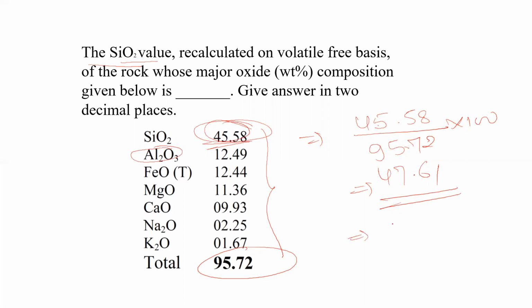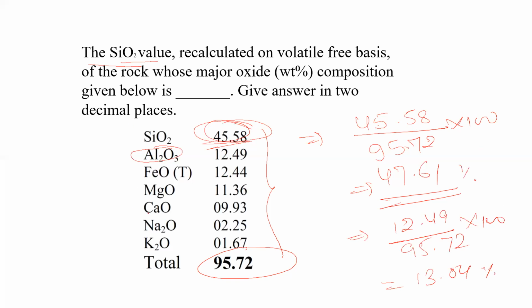In the same way, there might be a question for Al2O3. In that case, similarly, it will be 12.49 divided by 95.72 and multiplied by 100 again. And if you look here, the answer we are getting for 12.49 divided by 95.72 is approximately 13%, 13.04. So in this way, you will have to solve the question.